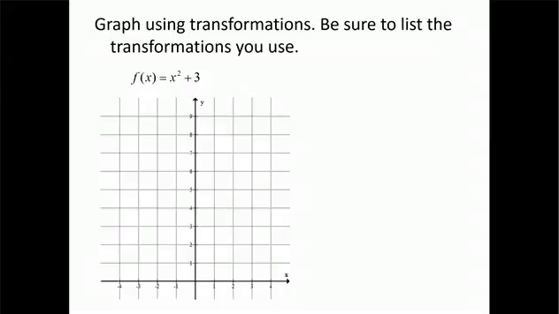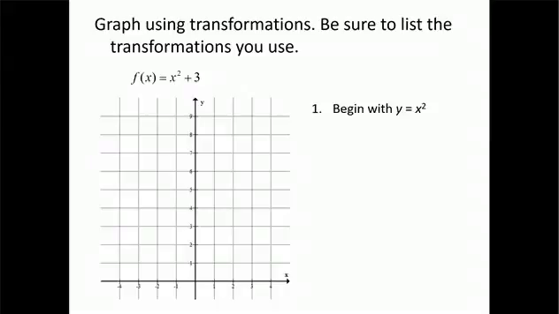Then we want to identify our transformations. We see that the difference between our library function and the function that we need to graph is that we're adding 3 outside of the library function. So that means that we're going to have a shift in the vertical direction up 3.